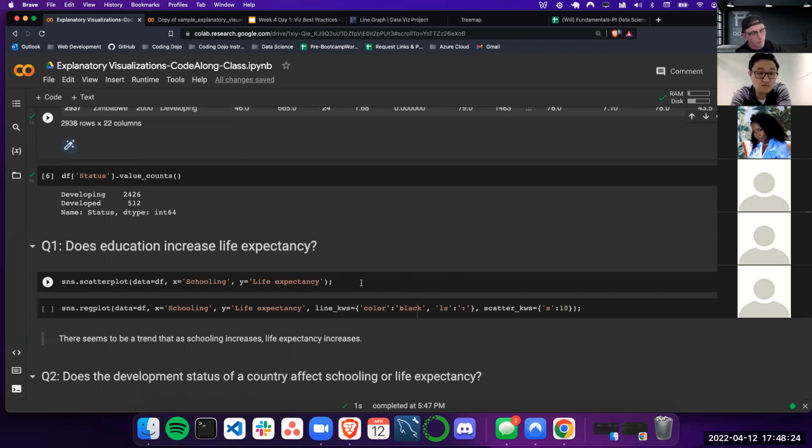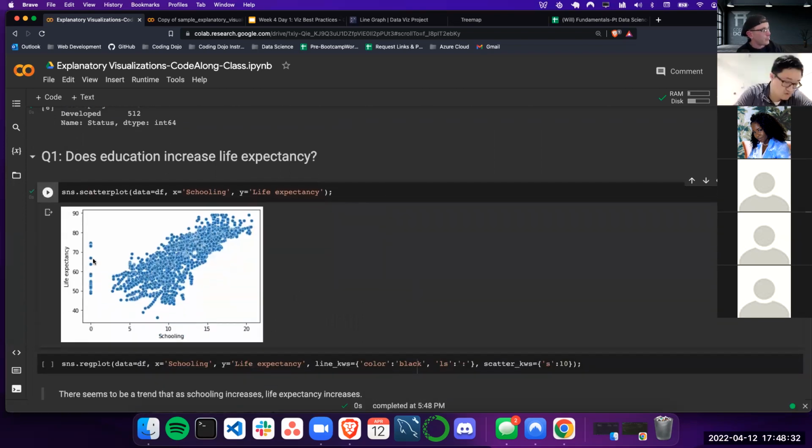So I've got two different versions here. Here I'm using Seaborn because Seaborn out of the box is pretty easy. What this will do is create a scatter plot where I pass in my data frame, which we just created up there. I want to see, does education increase life expectancy? And here I'm doing education as my X and then life expectancy as my Y.